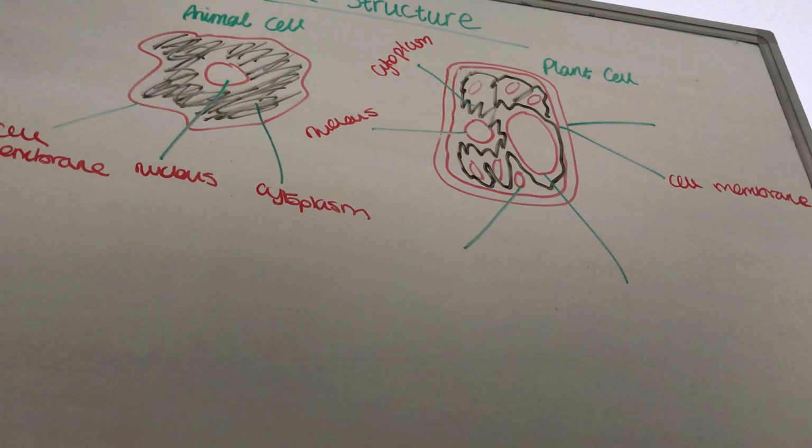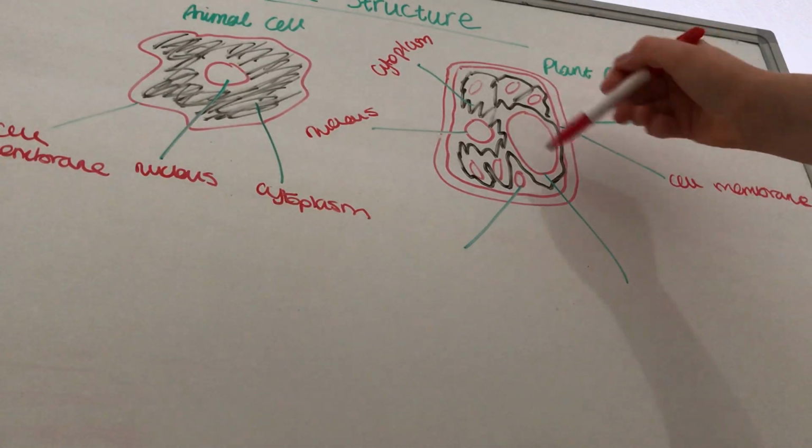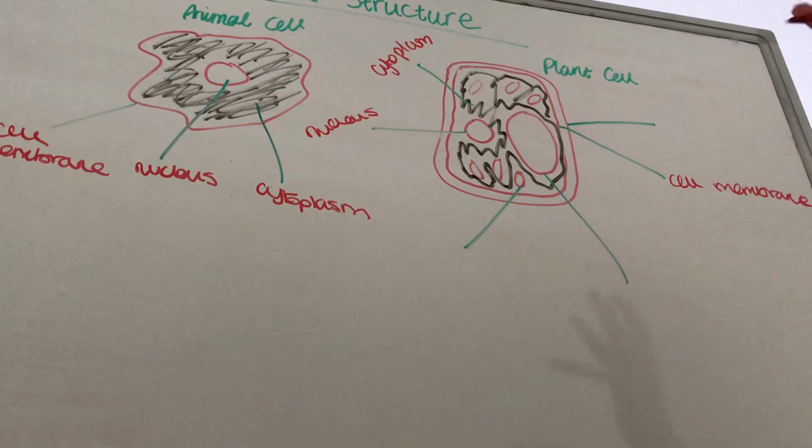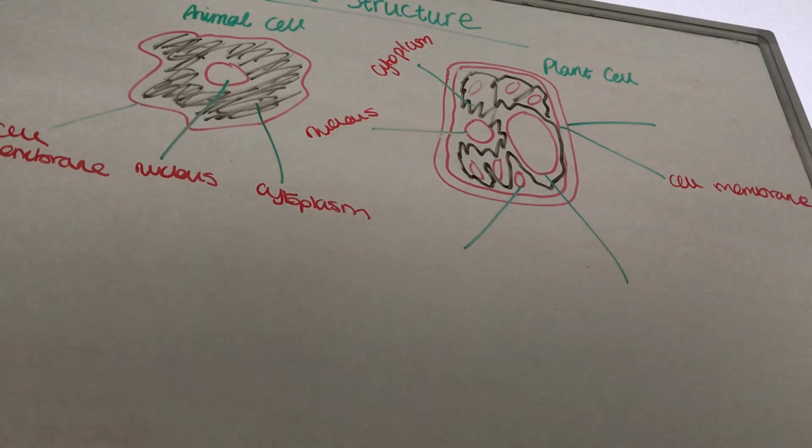Now I'm going to put in the three which are just in plant cells, they're not in animal cells. First of all is this big sac, almost like an amniotic sac, but it's not the same thing. And that is the vacuole.